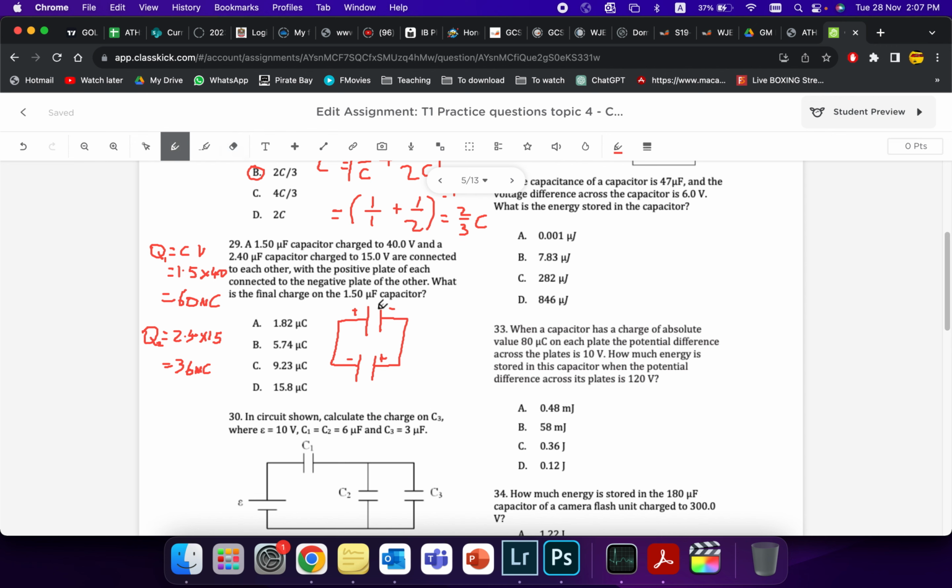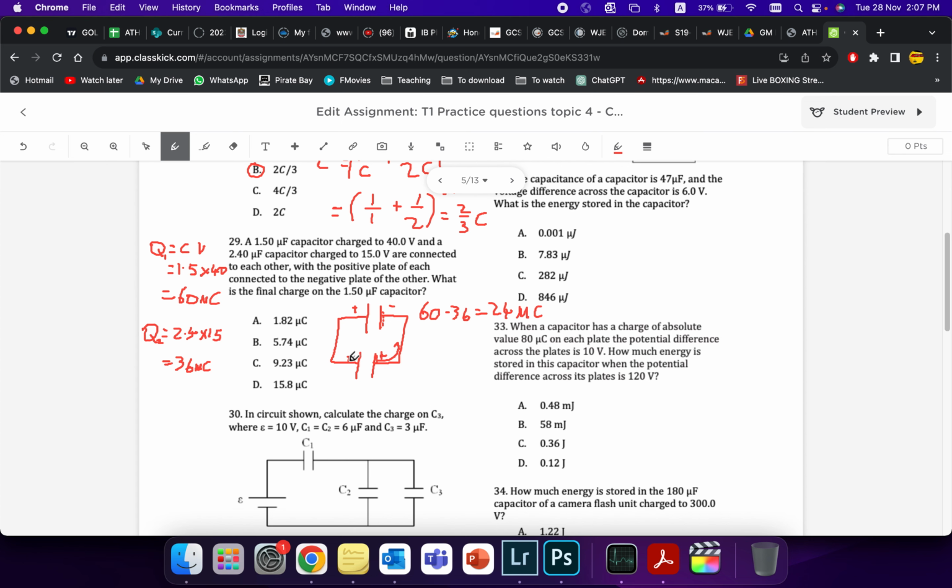Now, because it's plus and minus, what I'm going to do is find the total charge. So in order for me to do that, in this case, I will have to do 60 minus 36. And that will give me the answer, 60 minus 36 is 24 microcoulombs. Why minus? Because the charges that were already here went back this way and cancelled out some of the charges on that side. So you subtracted. However, if I connected the positive to the positive and the negative to the negative, that would be the opposite.